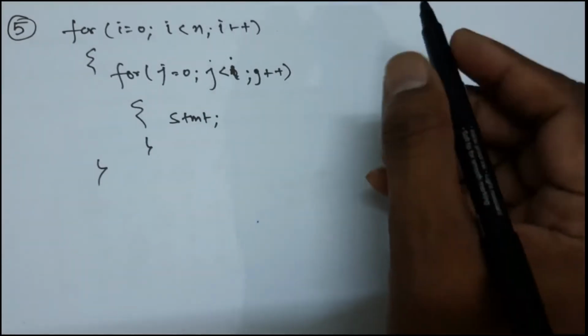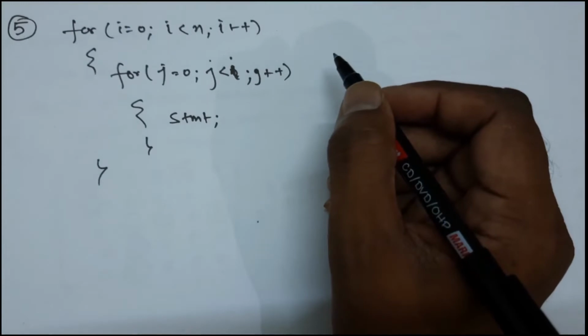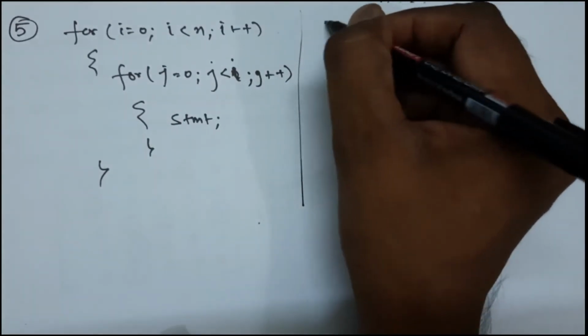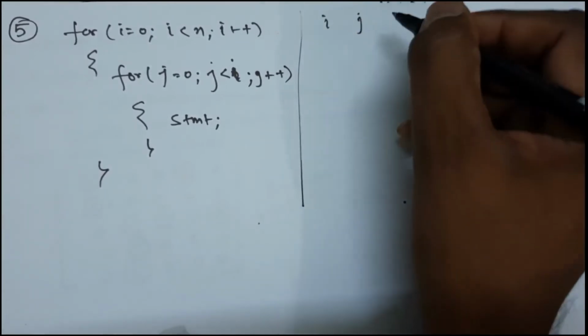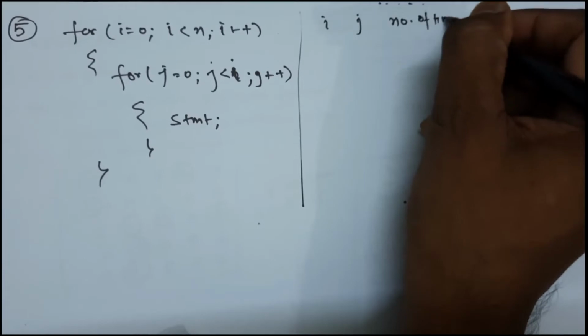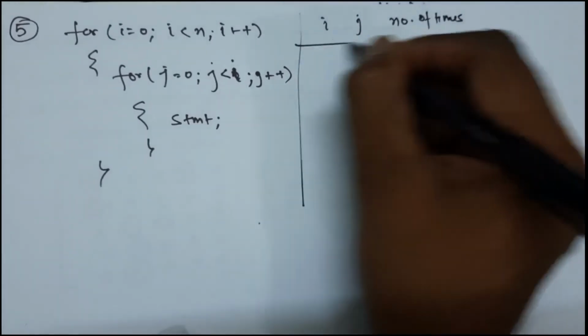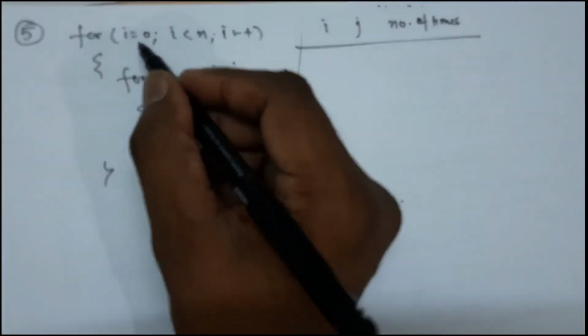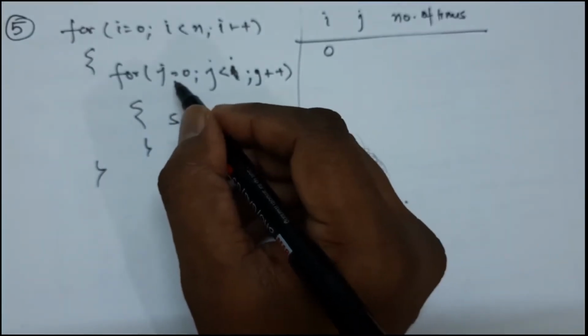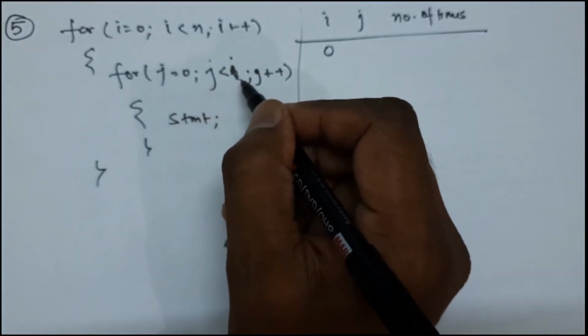So we have to analyze it. How to analyze? Suppose we take the value of i and the value of j, and let us see how many number of times the statement is executed. First time when i equals 0, the second loop will run for j equals 0 to j less than 0.